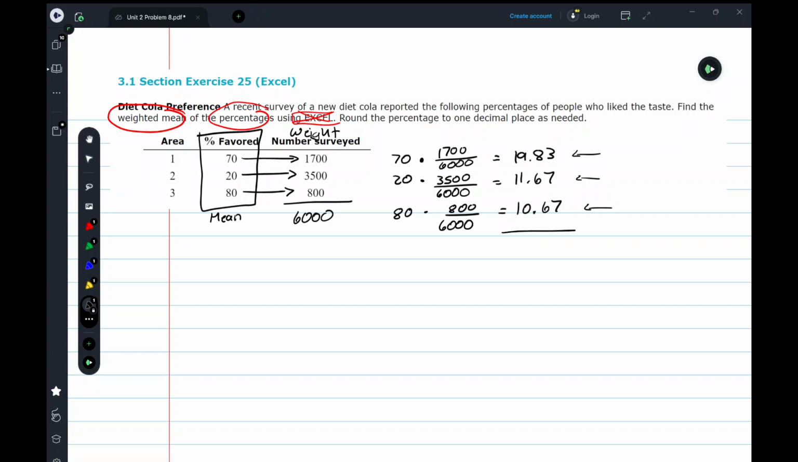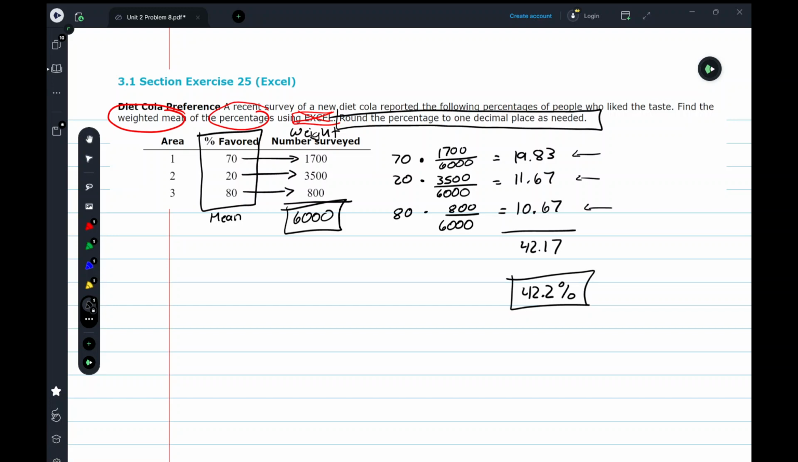Now to find my overall mean, I simply add those values together. If I add them together, I end up with 42.17. However, it says round the percentage to one decimal place as needed, so 42.2. In other words, out of the 6,000 people that were surveyed, 42.2% of them had a favorable view of the taste. They liked the taste. So 42.2% is the weighted mean of these percentages.